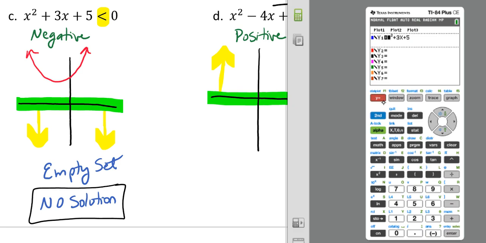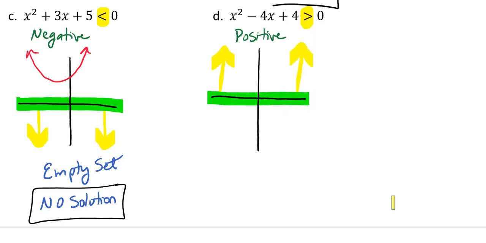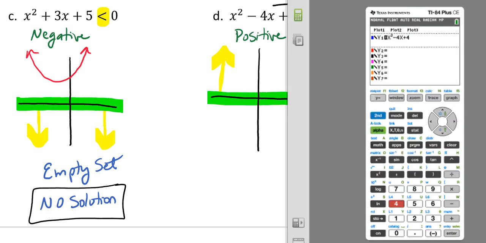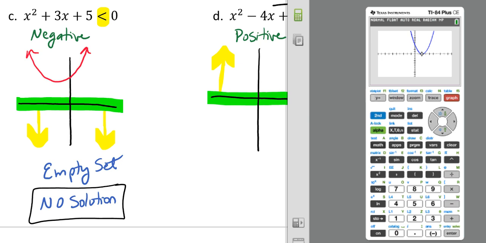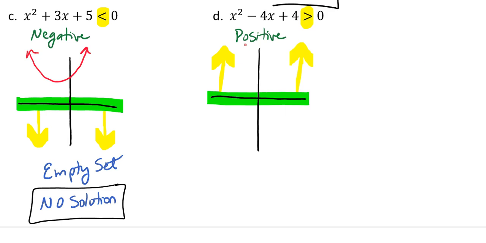So we have x squared minus 4x plus 4. Yep, just making sure this time. And we're going to hit graph, and we see that it is above the x-axis everywhere, except at one point it does touch it right here at 2. So if we sketch that, we see that right here it touches at the point 2.